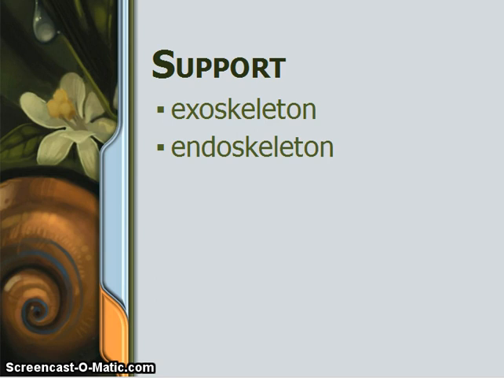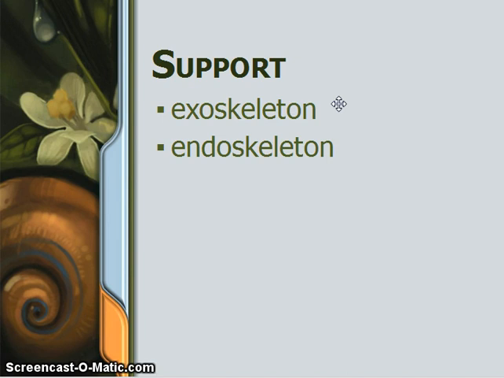Support systems in the animal kingdom. Animals will either have an exoskeleton or an endoskeleton. The skeleton is that series of bones or cartilage that support the living thing. In some animals, we even see water being used as the skeleton. So we have exoskeletons. These are skeletons on the outside of the animal's body. An endoskeleton is a skeleton on the inside of an animal's body.